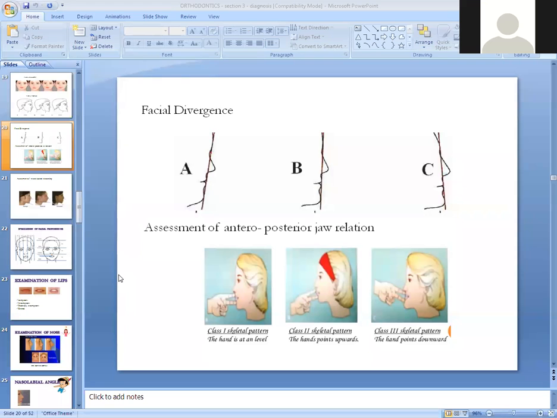So your fingers will be pointing upwards in which class of malocclusion? Class 2. Why? Because maxilla is forward. Okay. Maxilla is forwardly placed, so protruding maxilla is there and retruding mandible is there. Fine.